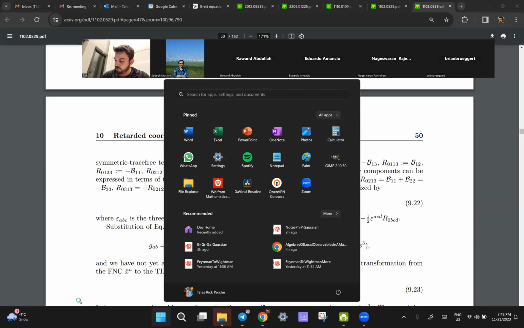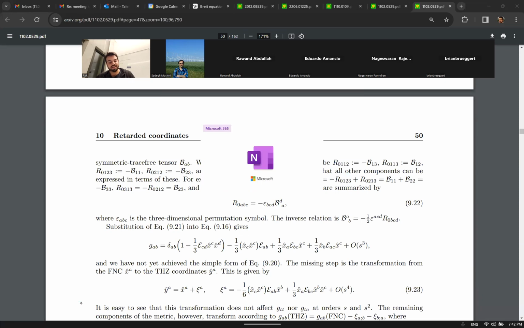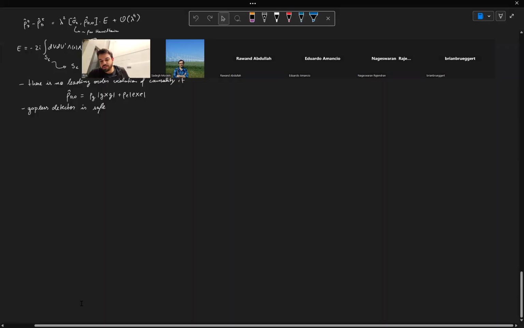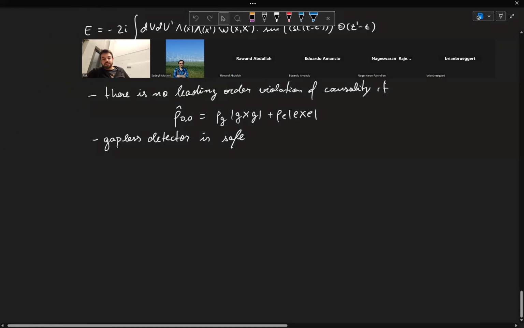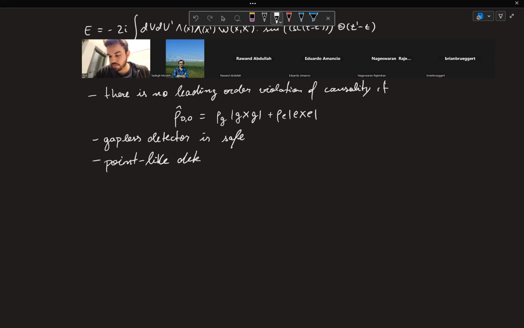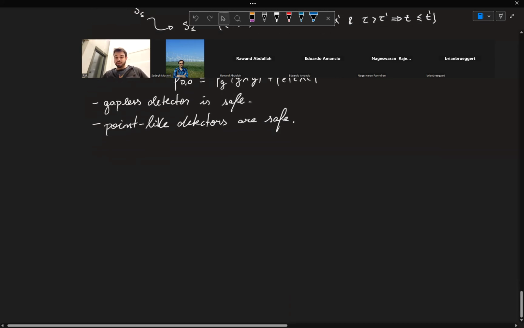And again, we're running against time, getting close to the time where we end. Yeah, gapless detector is safe. And basically, the last conclusion is that point-like detectors are safe. So they're independent of this notion of time order.